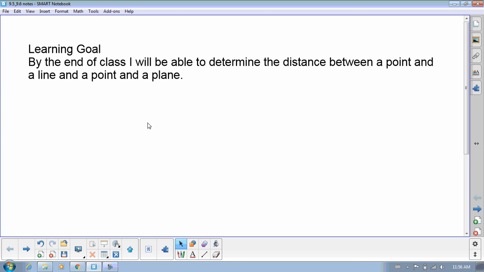Okay, so today's lesson will be focusing on finding the distance between points and lines, lines and lines, lines and planes, and points and planes. All kinds of different combinations. However, they will all use three different formulas.